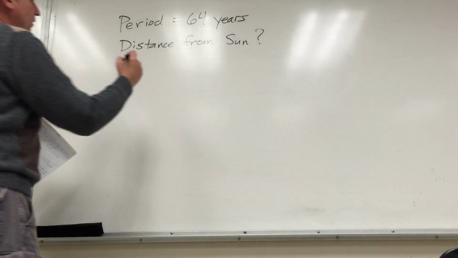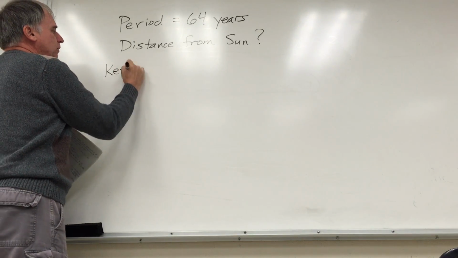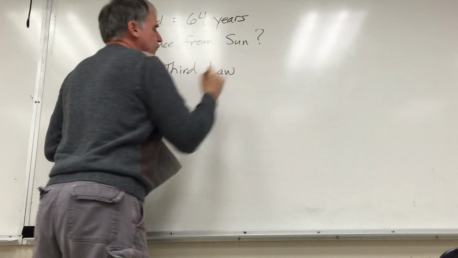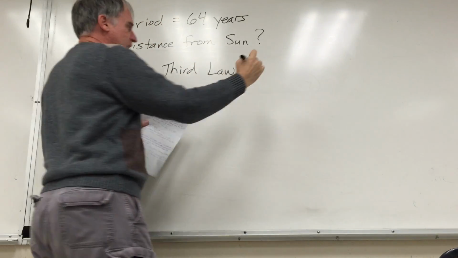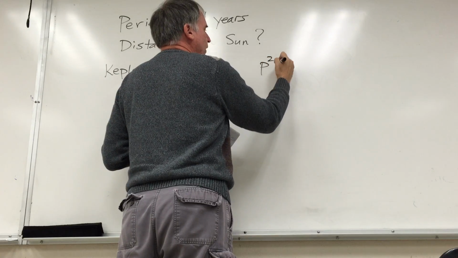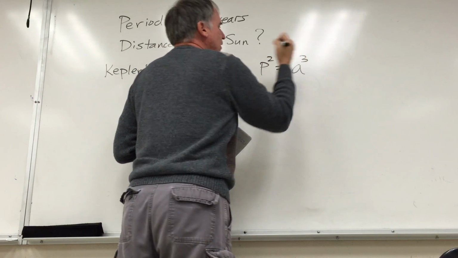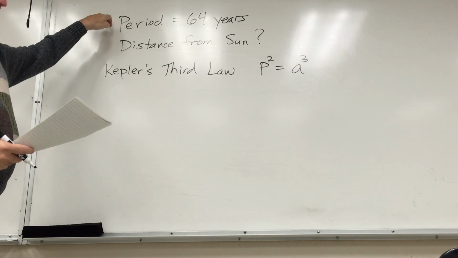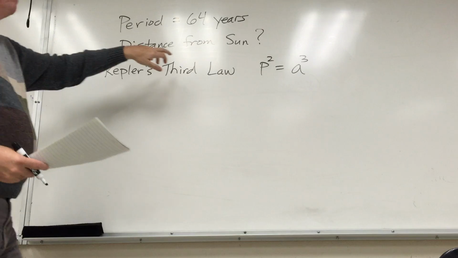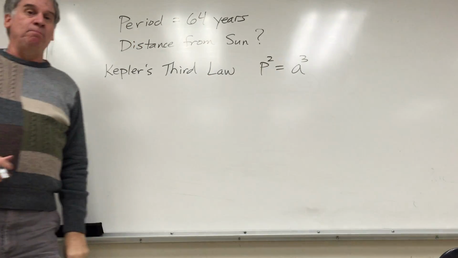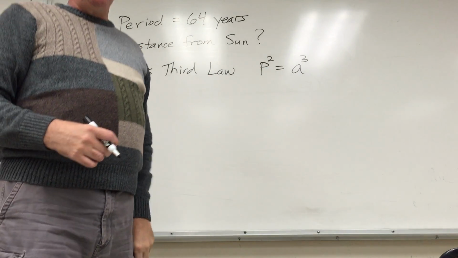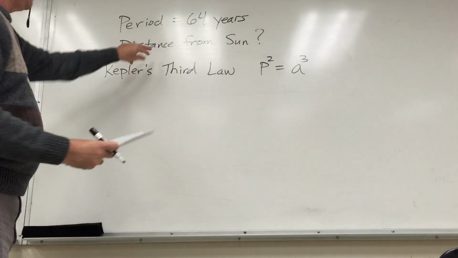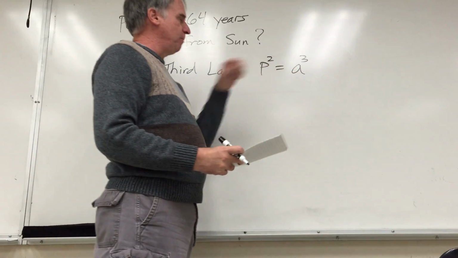In particular, Kepler's third law, in its simplest form, we can write as p squared equals a cubed. P is the orbital period. A is the semi-major axis length of the orbit, or more simply, the average distance of the planet from the Sun. So that would be our distance, the A number.